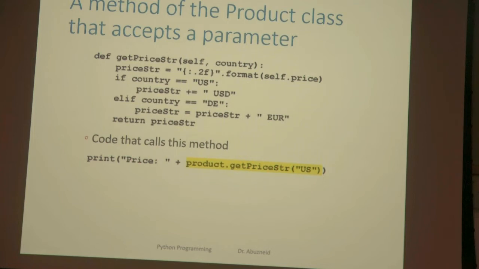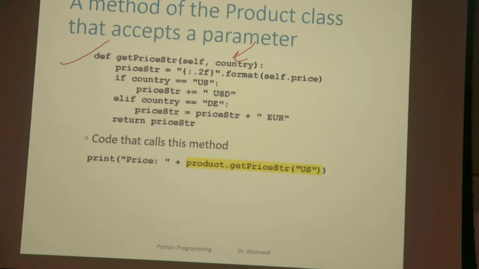Okay, a method of the product class that accepts a parameter. So in here, for example, you're defining get price string. The price is float. I need to convert this float number to a string. So I created a method for it. What do you have to pass? Country. Why do I need the country with the price? What is the relation between country and the price? Currency. Dollar sign, pound sign. You know what is the sign that you're gonna use.